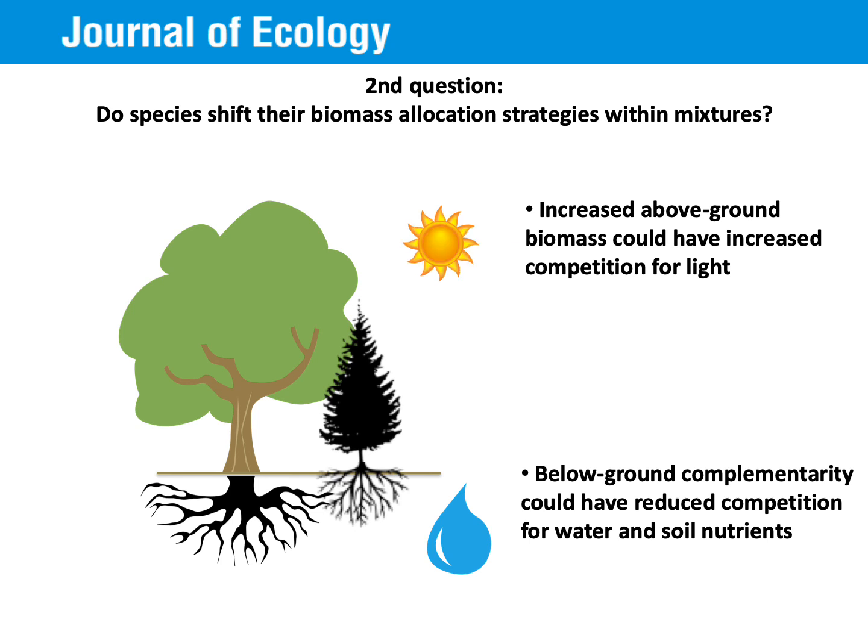For example, it is possible that increased above-ground biomass within mixtures created more competition for light, thus creating a greater need for above-ground biomass. It is also possible that the different species use different ways to access below-ground resources. For example, species could have different rooting depth. As a result, this could have reduced the need for allocation below ground.